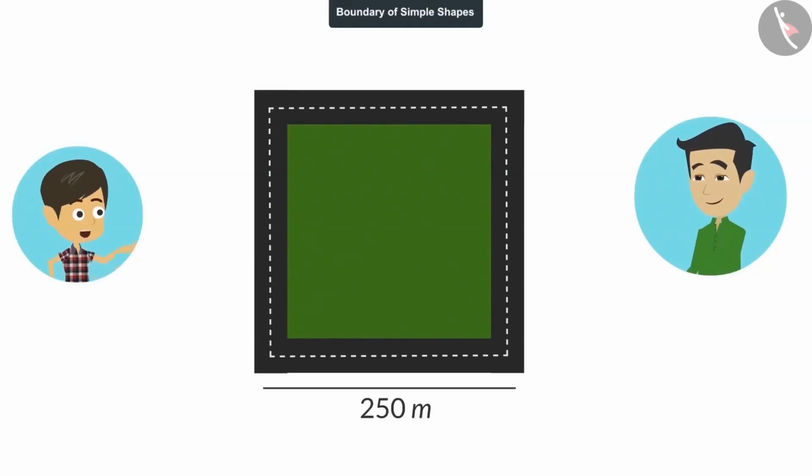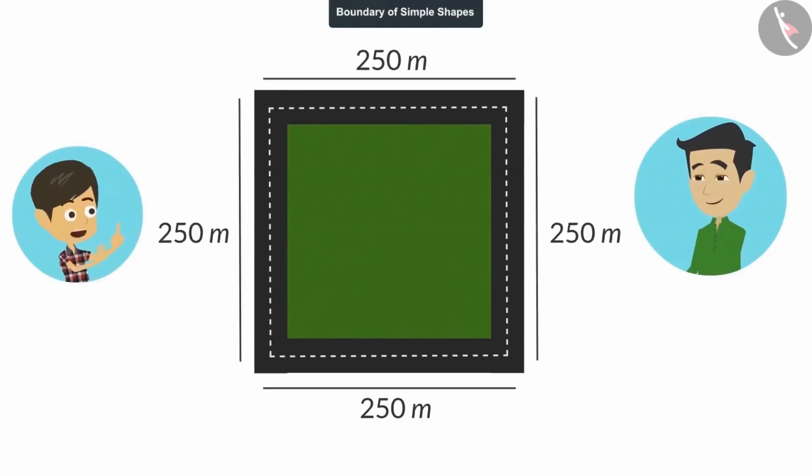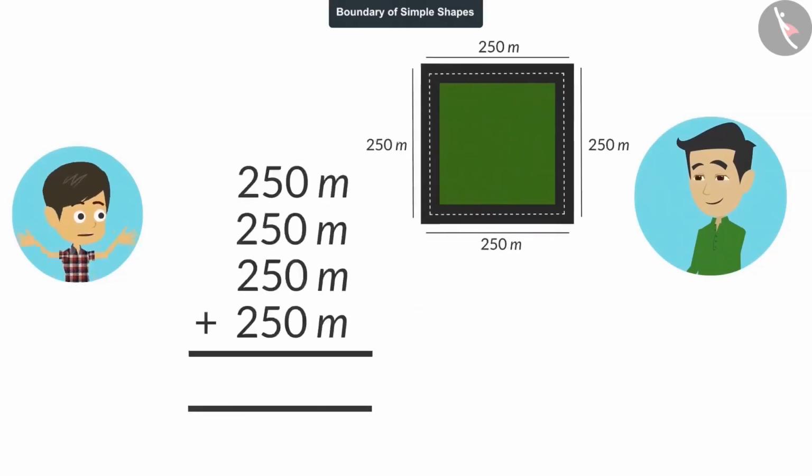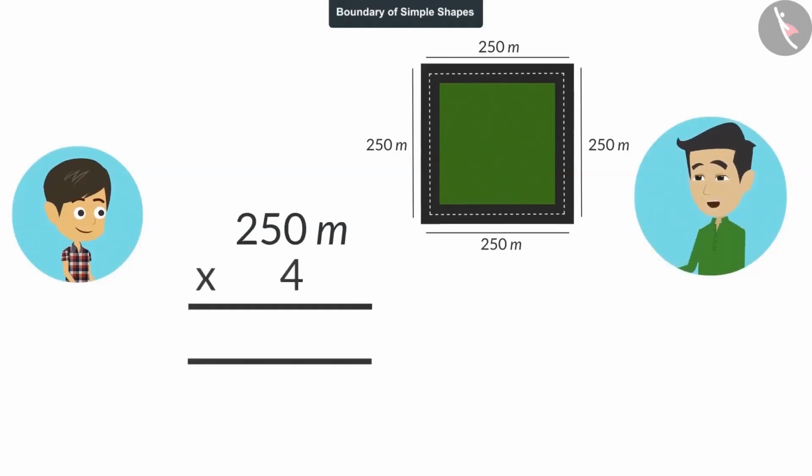Papa, it is a square shape. That means all its sides will be 250 meters each. Now we add these four sides. Wait, Rayansh. What happened, Papa? Instead of adding the same number 4 times, it is better to multiply this number by 4. Oh, yes, I didn't think of that.